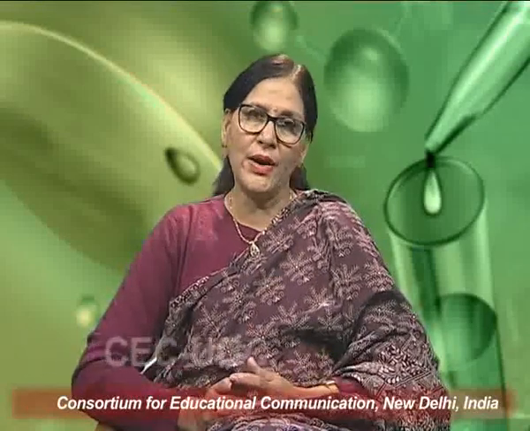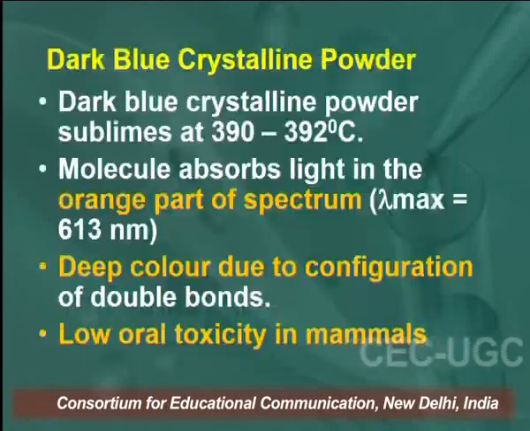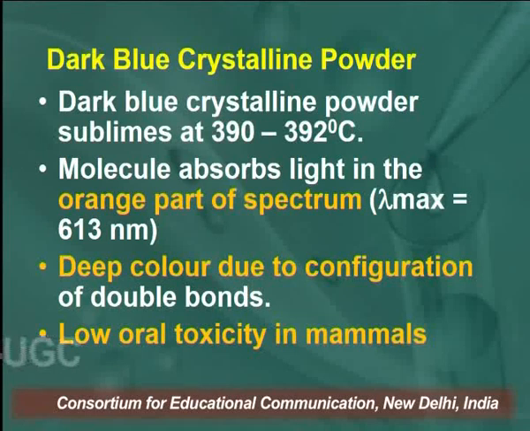So, this is an indigo cake and it is a blue color dye. Learners, this indigo dye is a dark blue crystalline powder, and that powder sublimes at 390 to 392 degrees. The indigo molecule absorbs light in the part of the spectrum with lambda max 613 nanometer, which is the orange part of the spectrum. This deep color of indigo dye is due to the configuration of double bonds. Learners, this is the first dye with low oral toxicity in mammals.